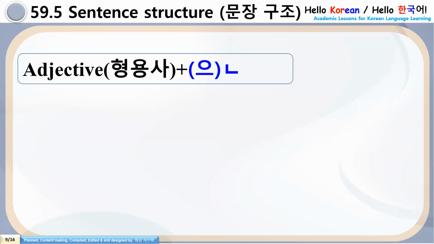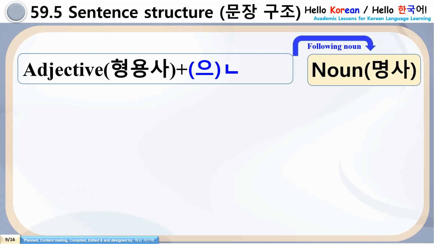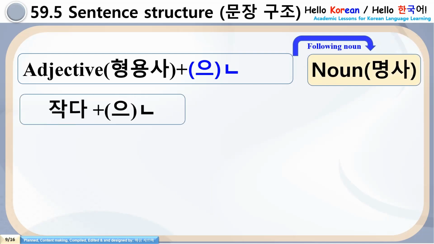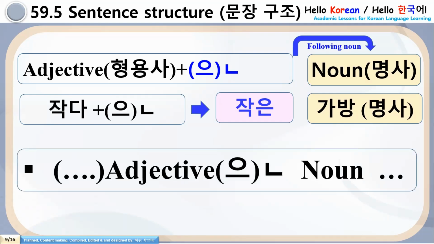Coming to the next part. Let's understand how this grammar looks in a sentence. The sentence structure will be adjective plus un, which must be followed by a noun. How? See here, chakta plus un will be chagan, and after chagan there must be a noun. See here, the noun is khabang, that is bag. So please memorize this sentence structure also. Adjective plus un must be followed by a noun. If this combination is not in the sentence, the sentence is grammatically wrong.